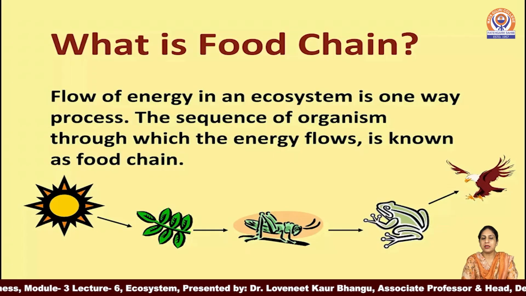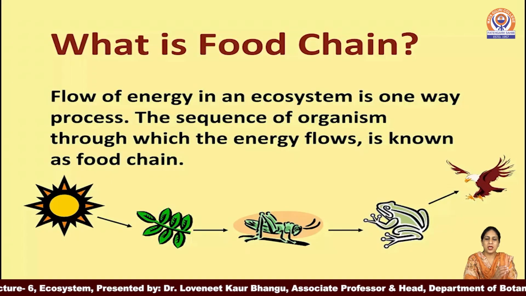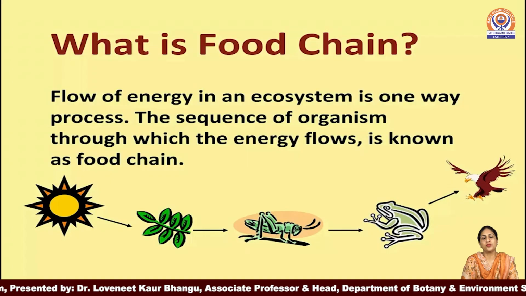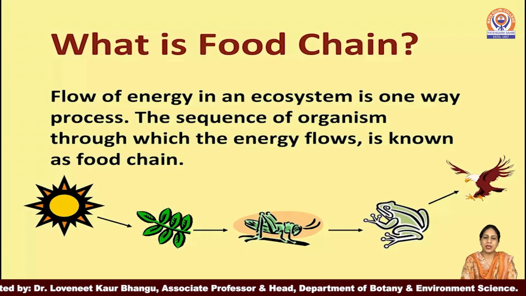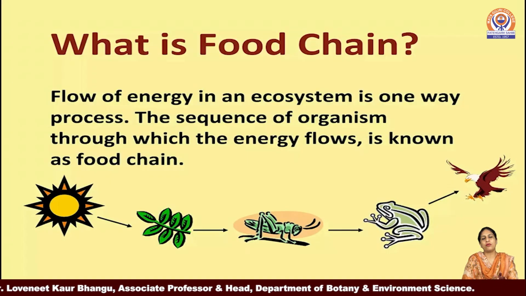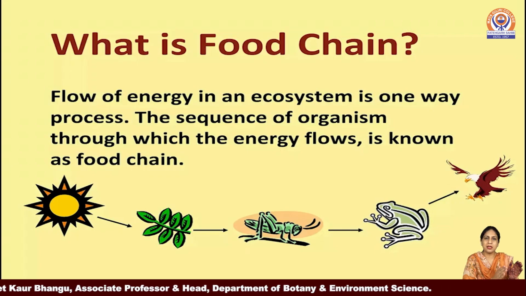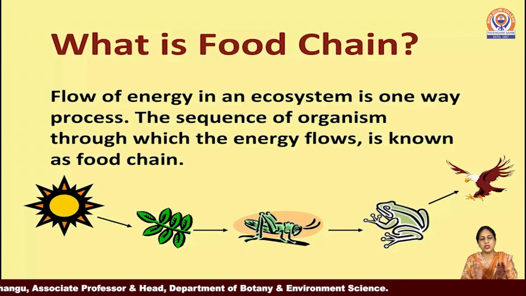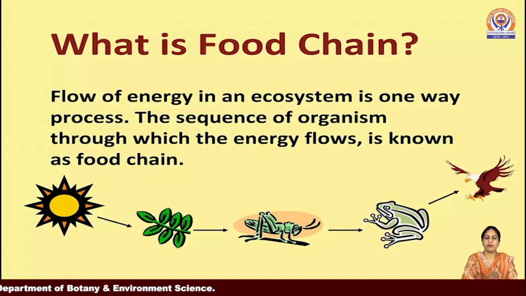The sequence of organisms through which energy flows is known as food chain. Or in other words, we can say the process of one organism eating the other and in turn being eaten up by another is called a food chain. And during this process, both energy and food are being circulated from one trophic level to the next trophic level, from one organism to the next organism in an ecosystem.